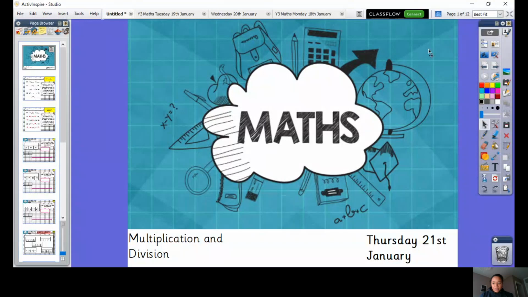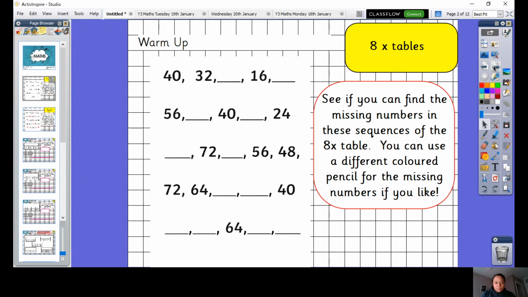This is maths for Thursday, the 21st of January. So today, I can't believe it either, day 4 of our grid method. But so far, from what I've seen on Class Dojo, you guys are doing an absolutely stellar job. So well done, because you've really, really worked hard on this one. So let's see what we've got in store today.